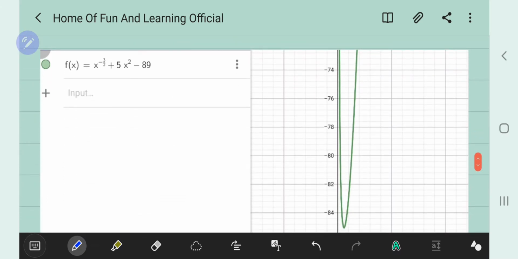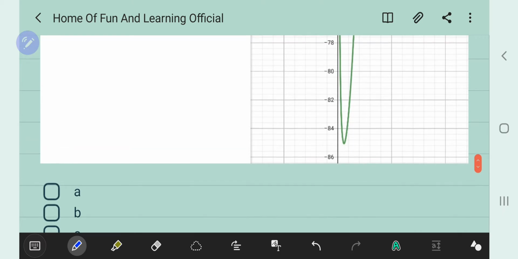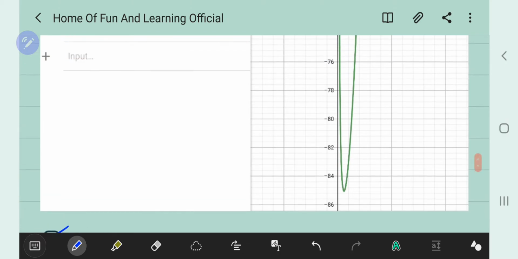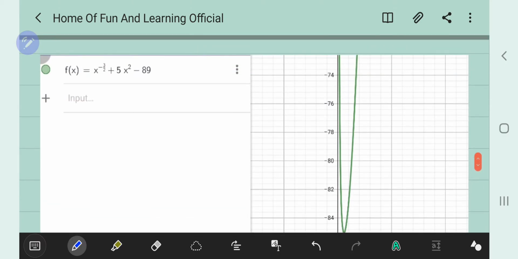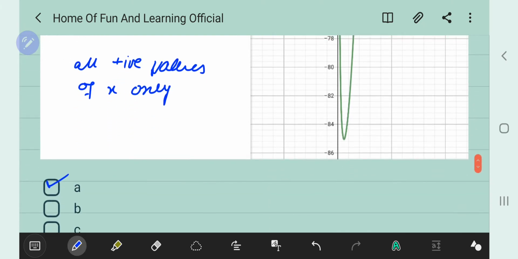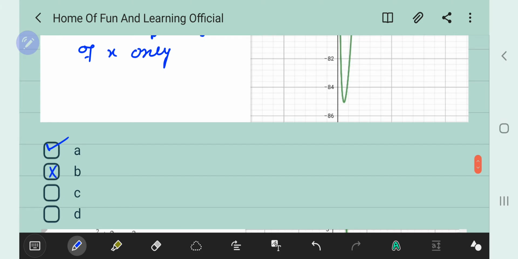Now let's look at another example. This is x to the power negative 3 over 2 plus 5x squared minus 89. That's not a polynomial, and we'll see why. It follows the first rule, that's pretty straightforward. The second rule, it doesn't follow. Why? Because its domain is again all positive values of x only, but we need all real values.